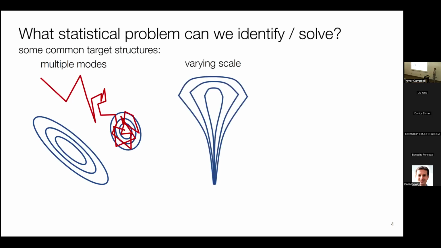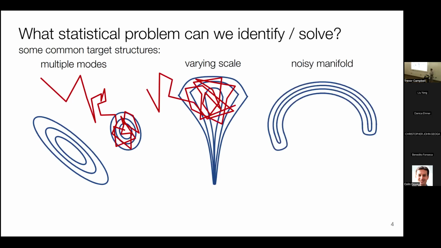We wanted to find all the plausible explanations for what this system could be. Another thing we saw is varying scale or multi-scale behavior in the target. And if I run a Markov chain on a target that looks like that, I will often not be able to explore into the thin parts of the scale, right? My Markov chain will have a step size that determines how big of a step it takes, and I will get stuck in this wider region.